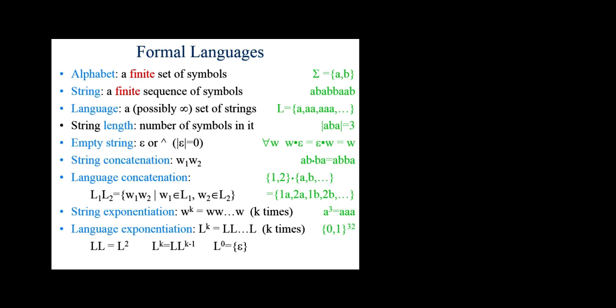And language exponentiation similarly builds on string exponentiation. Raising a language to the kth power means concatenating with itself k times. So LL is L squared, L to the k is L times L to the k minus 1, right? So this is an inductive definition, recursive definition, where L to the 0 is simply the set containing the empty string. Not the empty set, but the set containing the empty string. These are two different things.